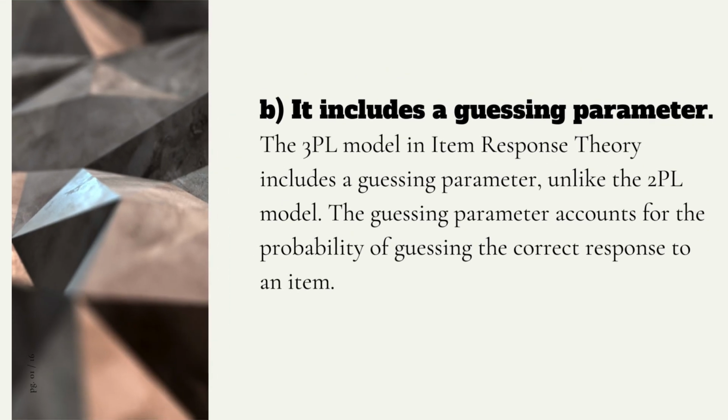B. It includes a guessing parameter. The 3PL model in item response theory includes a guessing parameter. Unlike the 2PL model, the guessing parameter accounts for the probability of guessing the correct response to an item.